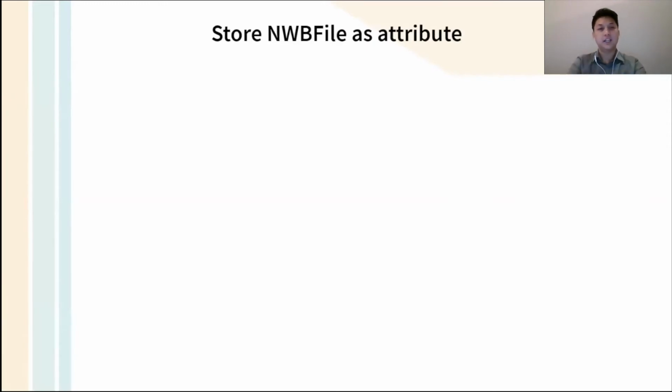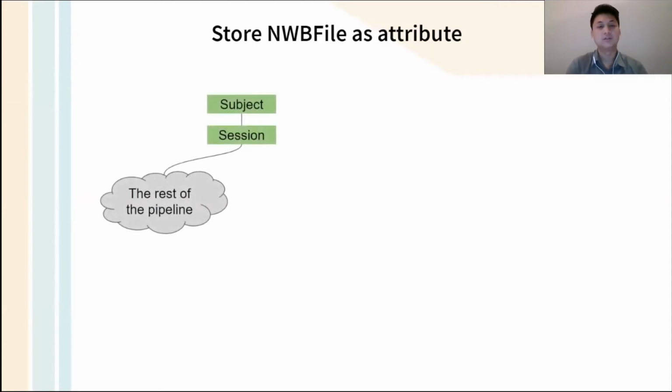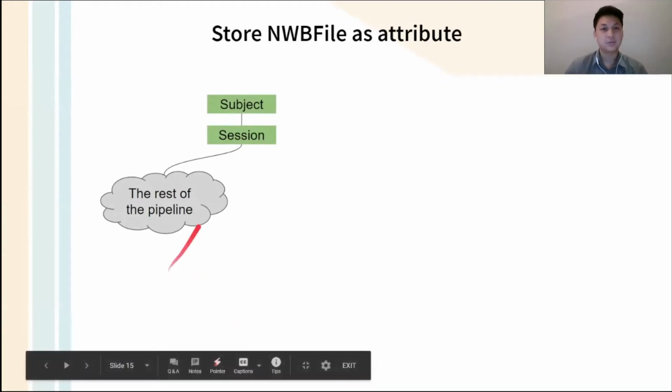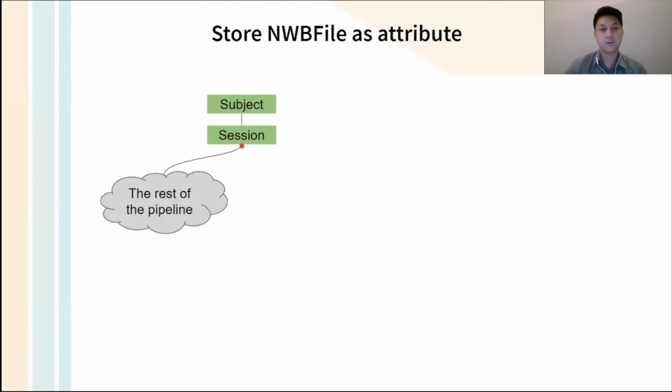Take me to the next example here. So here I want to show a kind of simple pipeline concept. For example, in this pipeline, I have subject and then some sessions associated with the subject. And then from this session, it goes through the rest of the pipeline. This being some ephys recording, for example, and then spike sorting, waveform analysis on the spikes, getting the units, analysis on waveform, whatever goes through the rest of your pipeline.